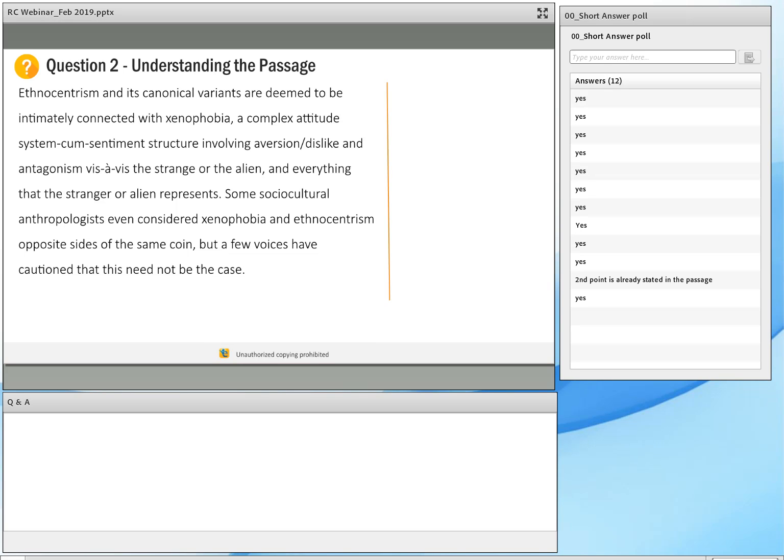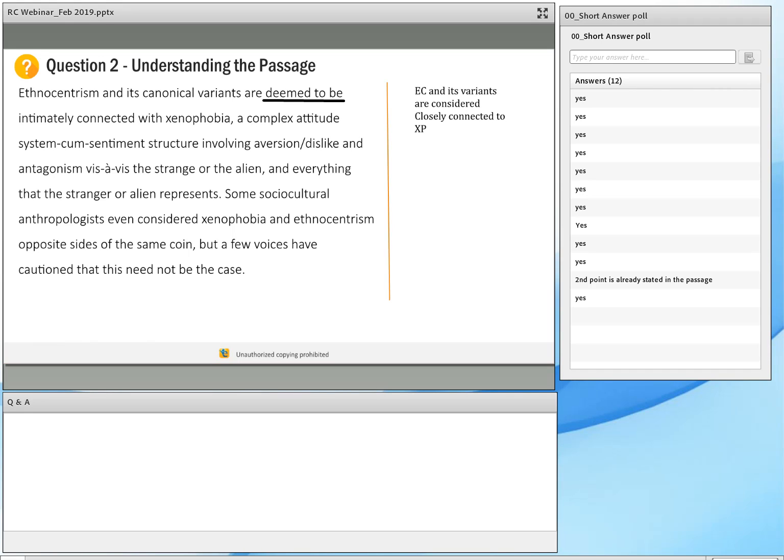EC and its canonical variants are deemed to be intimately connected with xenophobia, and let's call it XB. Okay, so let me just pause over here. What does this mean, that they're deemed to be intimately connected with xenophobia? The moment you see a comma and something else, this means there's a modifier that's modifying something that is either the prior sentence or the word prior to that. So we know that this part is talking about EC and its variants, and the author is saying that they're considered to be closely connected to XB.